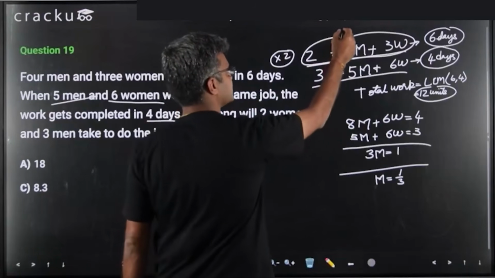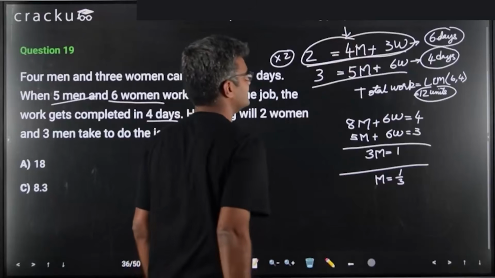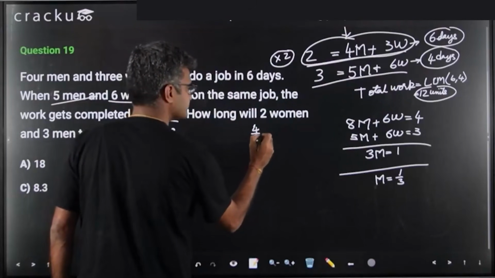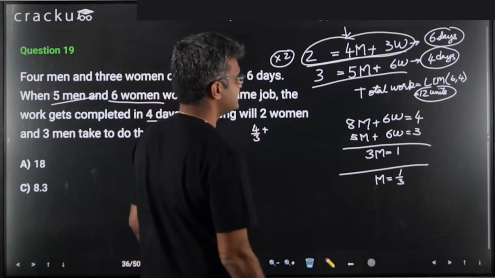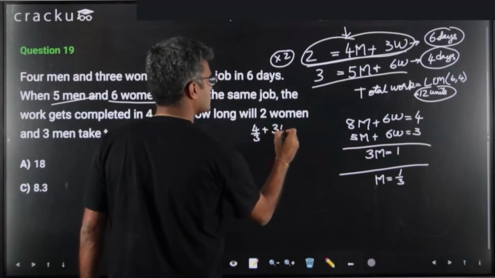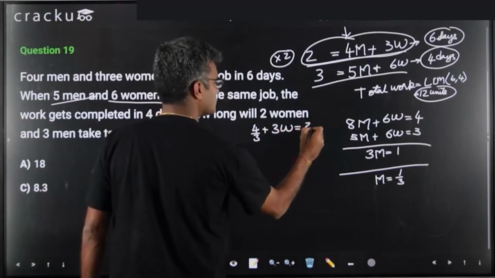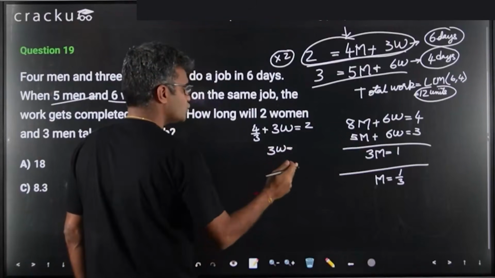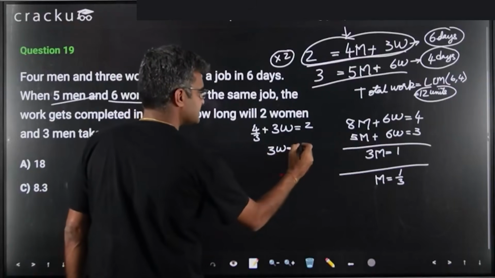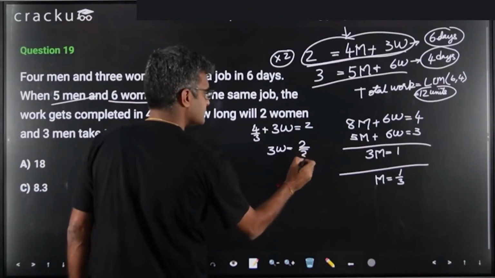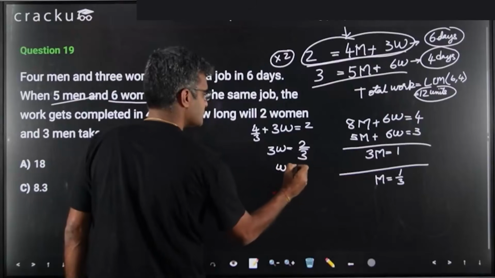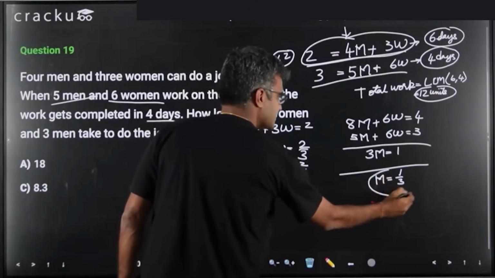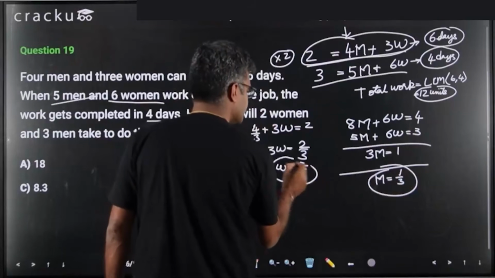Let us substitute it in, say, this equation to calculate the value of W. So 4M will be 4 by 3 plus 3W is equal to 2, or the value of 3W is equal to 2 minus 4 by 3. 2 minus 4 by 3 is 2 by 3, or the value of W is equal to 2 by 9. So M is equal to 1 by 3, W is equal to 2 by 9.